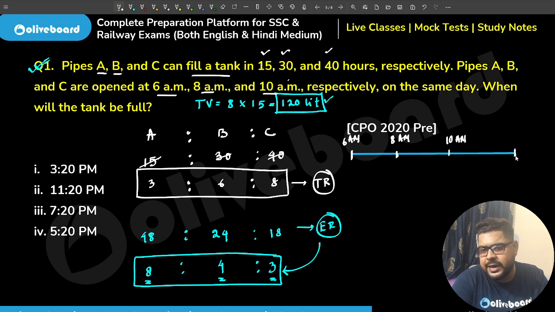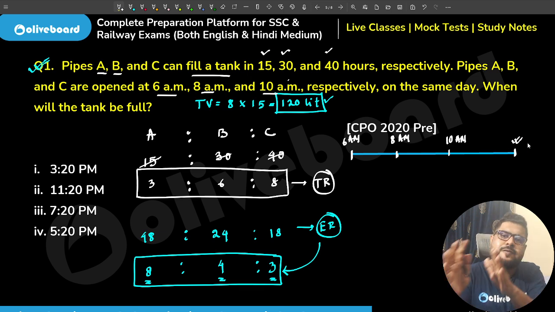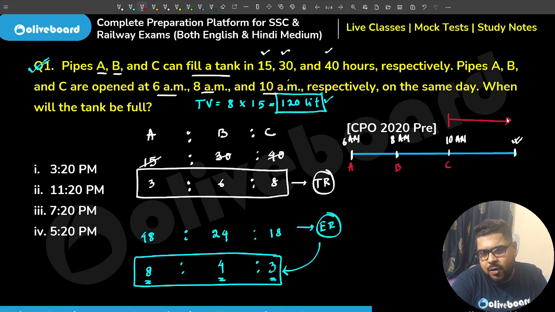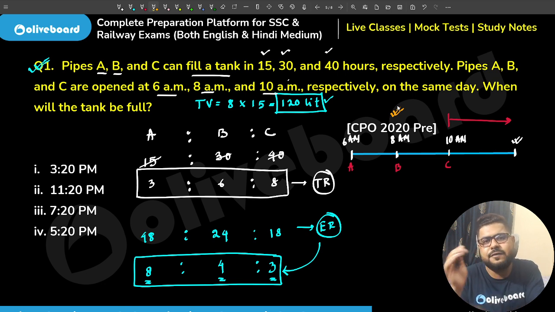And this is when the tank is filled. It is completely full. Now, please understand. Sir, A was started here, B started here, C started here. So from 10 a.m. onwards, all 3 pipes were opened together. Before 10 a.m., let's understand how much will already be filled, before C was opened.